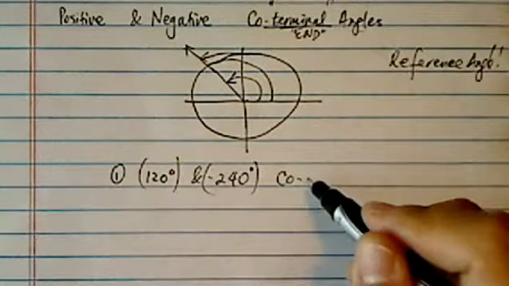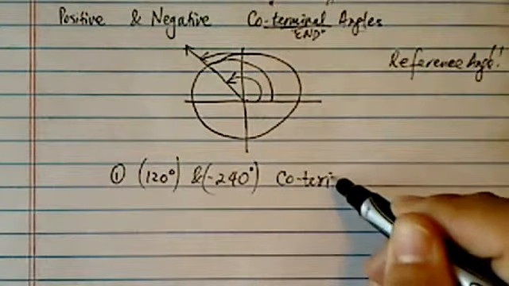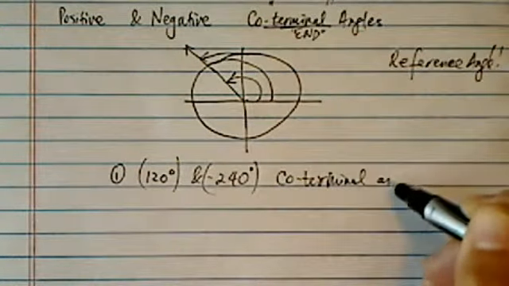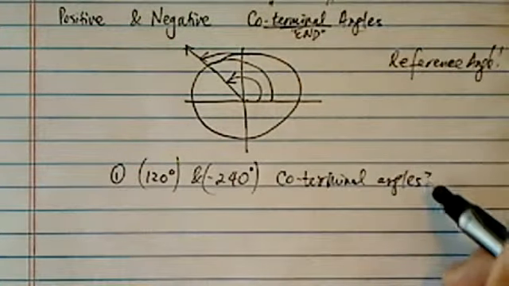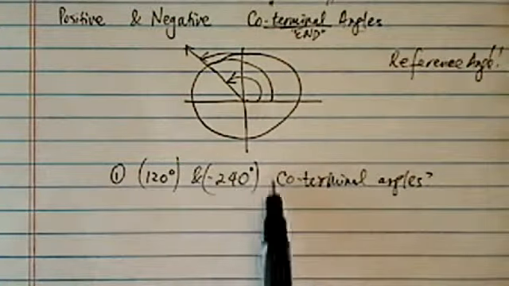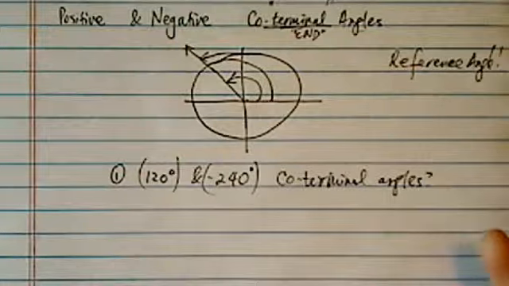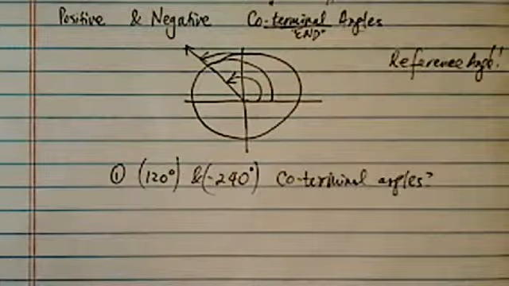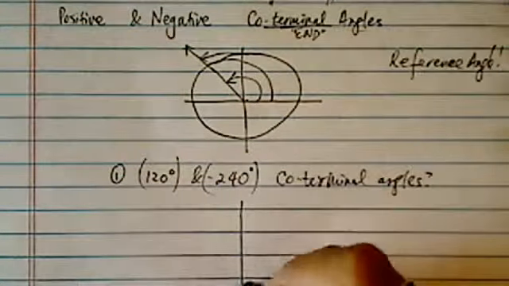So the first question we want to deal with is, well, I can't spell today. The first question is, 120 and minus 240, are they coterminal angles? That's just a fancy way again to say, do they end at the same place? Well, let's take a look.